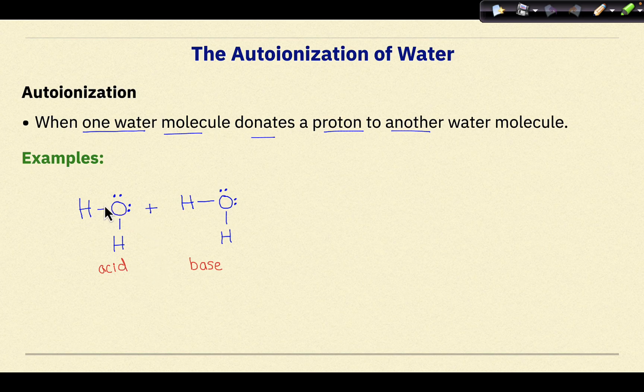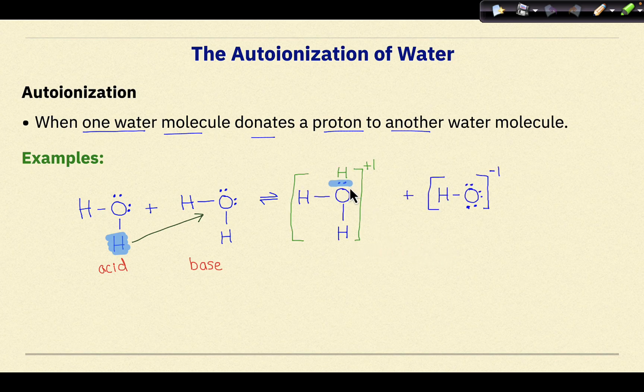That's because this water molecule right here is going to donate one of its hydrogens, let's say this hydrogen right here, to this other water molecule. And this water molecule is going to accept that hydrogen ion. As a result, we're going to form a hydroxide ion and a hydronium ion. So I'm going to put my equilibrium symbol and draw a hydroxide ion and a hydronium ion over on the product side. So here's my hydronium ion that is formed and my hydroxide ion.